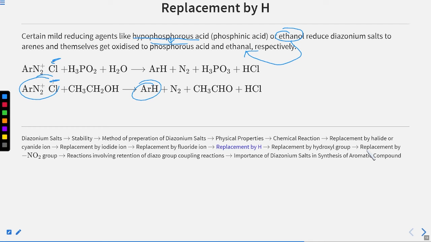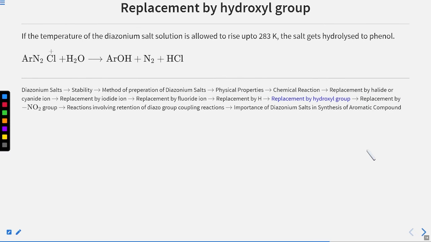Next, we can replace it with the hydroxyl group also. For that, as I've told you earlier, if you warm it with water, you will simply get ArOH. It is simply an attack of H2O and the release of N2 gas. You have to raise it to 283 Kelvin, so it is almost room temperature. You don't have to worry much about it.